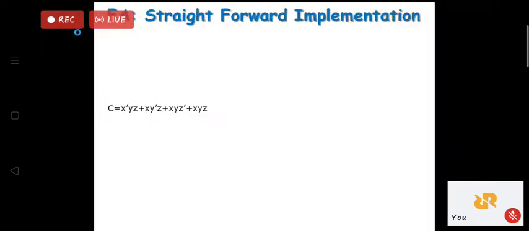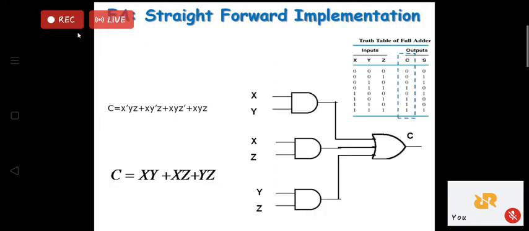So now we have implemented full adder, we have implemented half adder also.